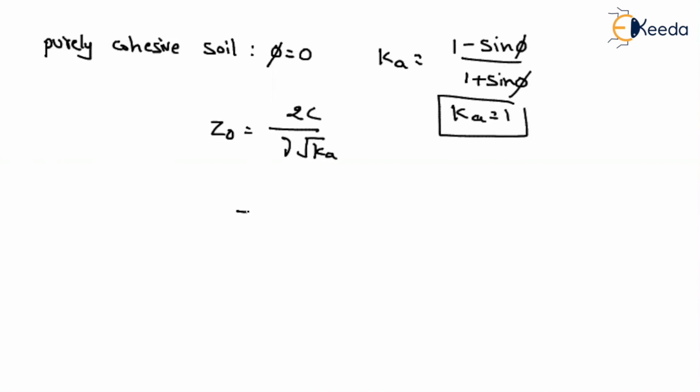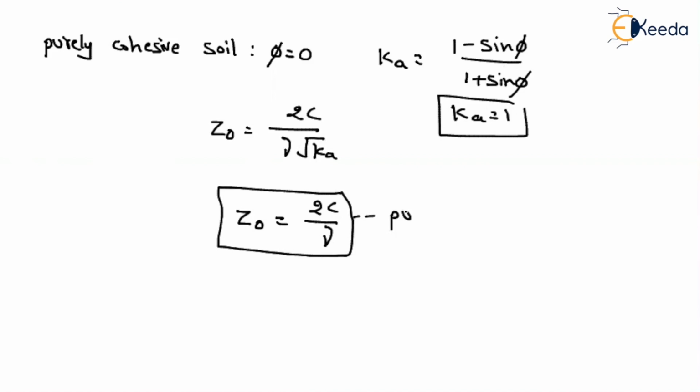So if you substitute in this relation, then the point where the active earth pressure will be equal to 0 will be equal to 2 into C divided by gamma. This is for which type of soil? This is for purely cohesive soil.